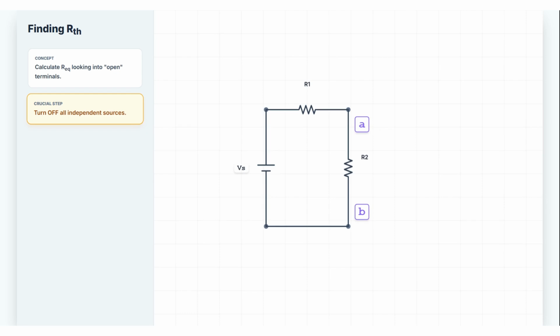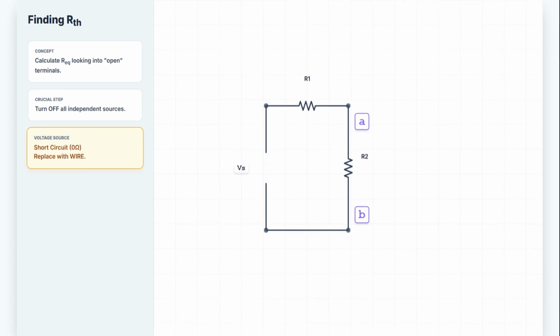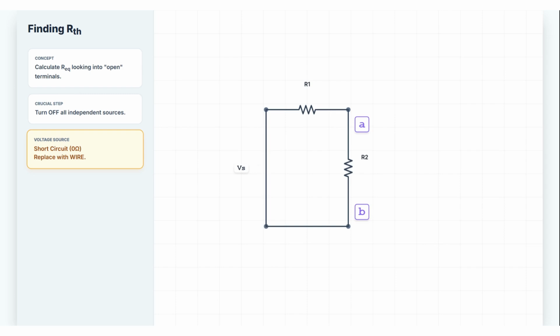Here's the procedure. Step 1. Remove the load resistor just like we did for VThevenin. Step 2. Kill all independent sources. What does this mean? Voltage sources become short circuits. Replace them with a wire. Why? Because a perfect voltage source has zero resistance, so when it's off, it's just a 0-ohm wire.